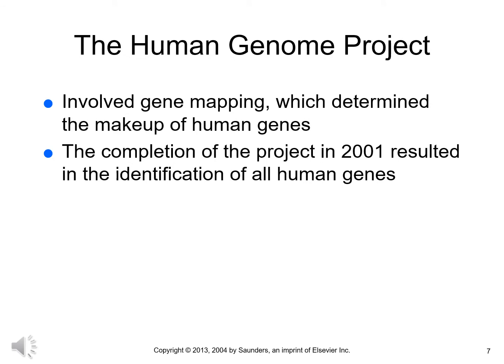The Human Genome Project involved mapping all of the genes to determine the makeup of human genes. They also were able to identify all of the genes that are in the human body. And it was nice because all of these different countries came together to work on this project.